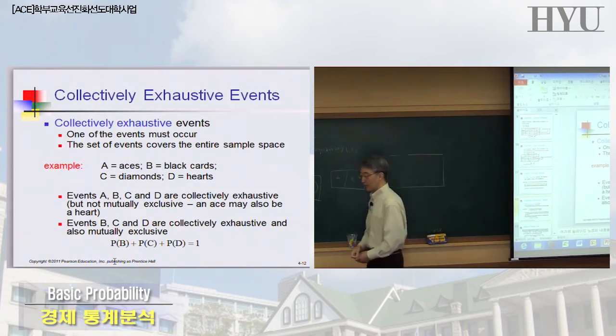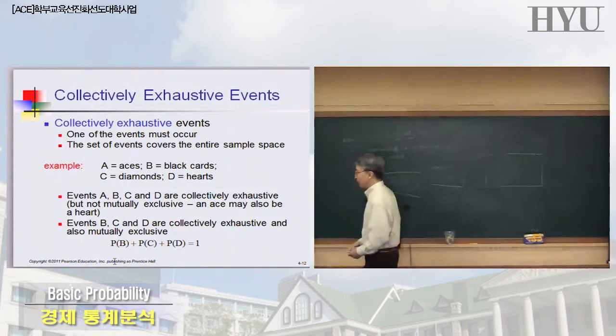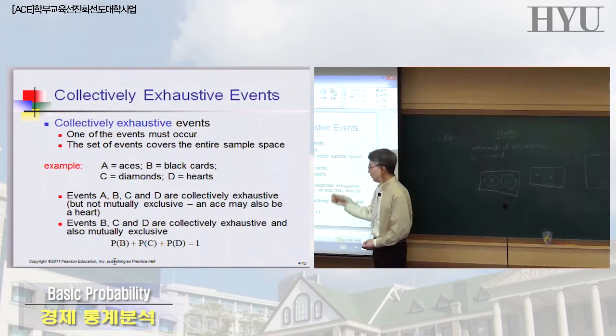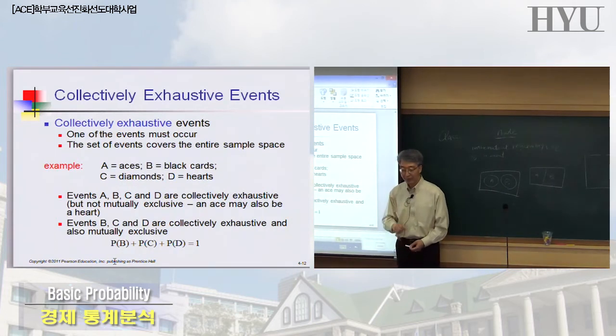Here's the sample space. Can you illustrate A, B, C, D in that space?